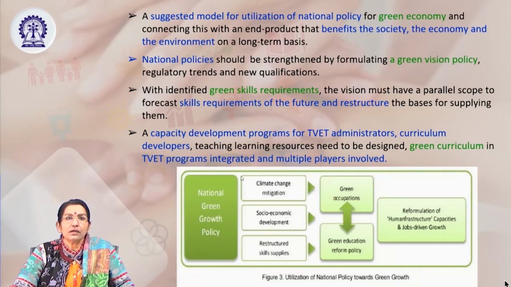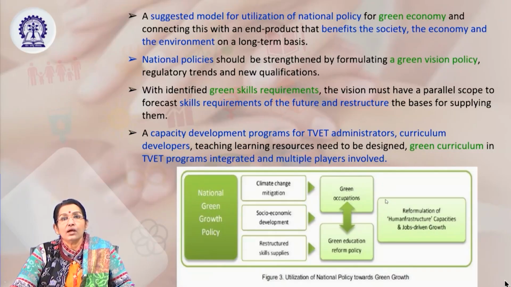So, we have to focus on, this is an example of focus. Suppose we are focusing on climate change mitigation and the socio-economic development of the people, then we have to restructure the skill supplies. Accordingly, we have to create the green occupation, which will require the green TVT training, that is green education, hence the education reform should take place. Then ultimately, thereafter we can completely reformulate the human infrastructure capacities for the job driven growth.